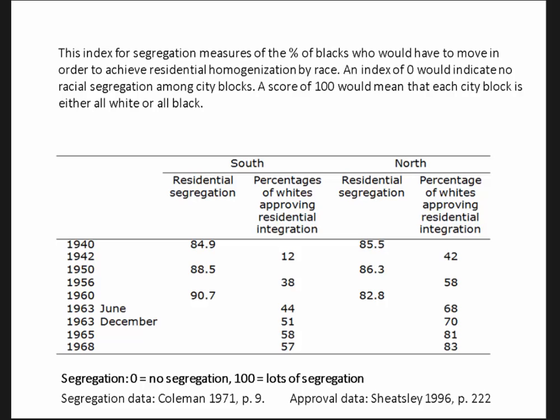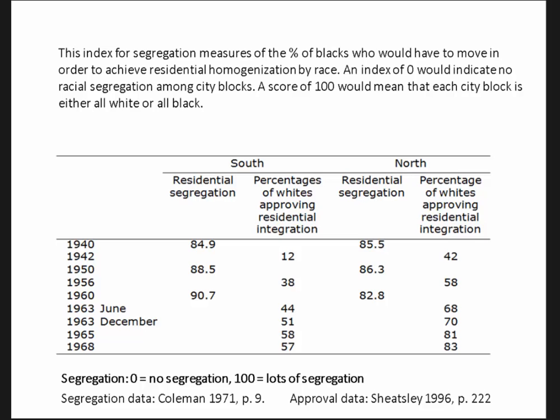And if this number is high, that means you would have to move a lot of people to achieve this complete mixing. That means when the number is high, there's lots of segregation. While when this number is low, it means you don't have to move lots of people to achieve this complete mixing. That means there's low segregation to begin with. Okay, so that's the data.